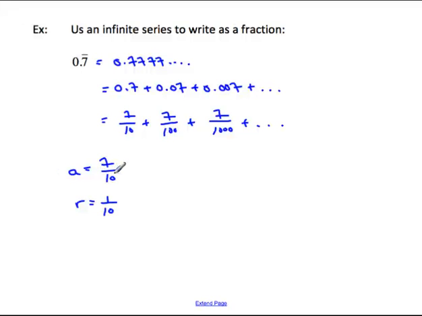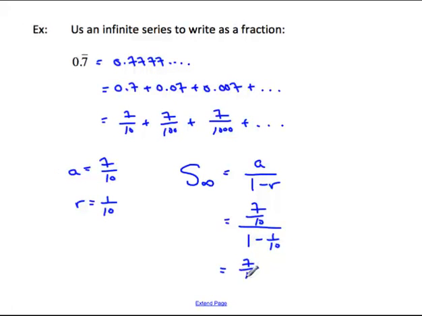So we have an infinite geometric series with a of 7/10 and r of 1/10, and we can plug it into our formula, a over 1 minus r, and we get 7/10 over 1 minus 1/10, which is 7/10 divided by, this is 10/10 minus 1/10, which is 9/10. Again, flipping and multiplying, we get 7/10 times 10 over 9, which is 7/9. So 7/9 is the same as 0.7 repeating. And that's the sum of an infinite geometric series.